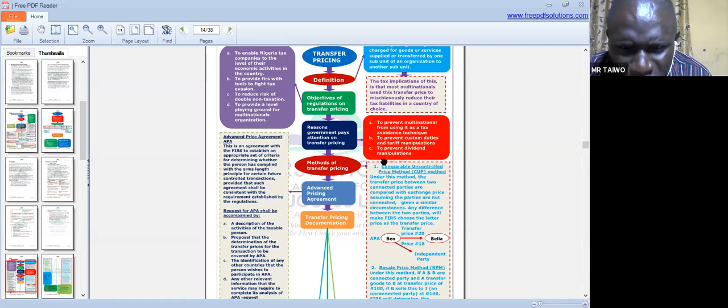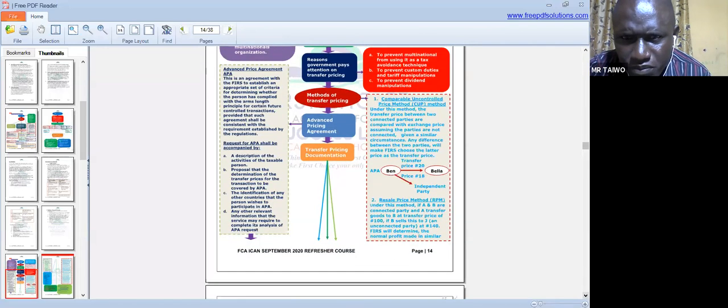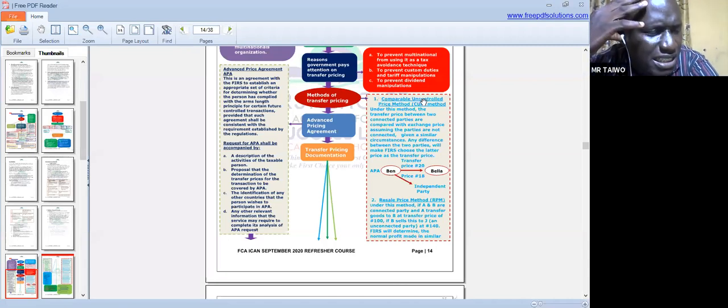If that's the case, what are now the methods of transfer pricing? Let's look at some of the methods of transfer pricing. There is what we call the CUP method. I've seen this severally in the exam. They say list and explain the different methods that are allowable by the tax authority that multinationals can use to transfer between themselves. You need to pay attention to this very well. The first method is what?